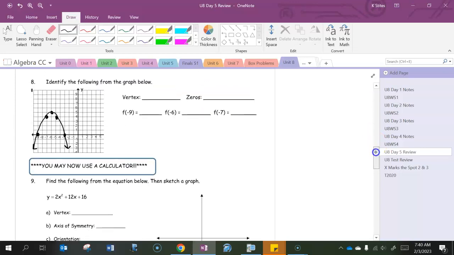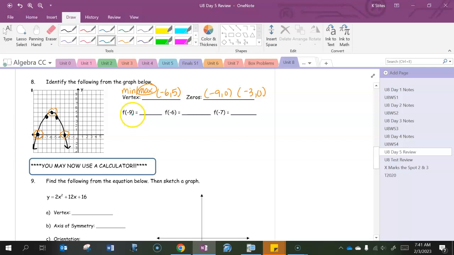All right, now let's see if we can identify the following from the graph below, and then we'll be able to pull out our calculator. So our vertex, again, is either your min or your max. In this case, we have a max, and that's at -6, 5. Your zeros are where we hit the x-axis, so those are these guys down here, which are at -9, 0 and -3, 0. And then we're just going to find the value of each of these three things.